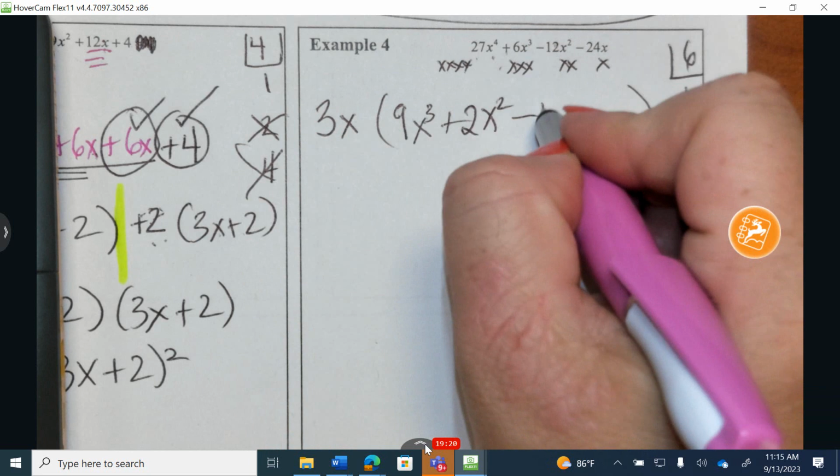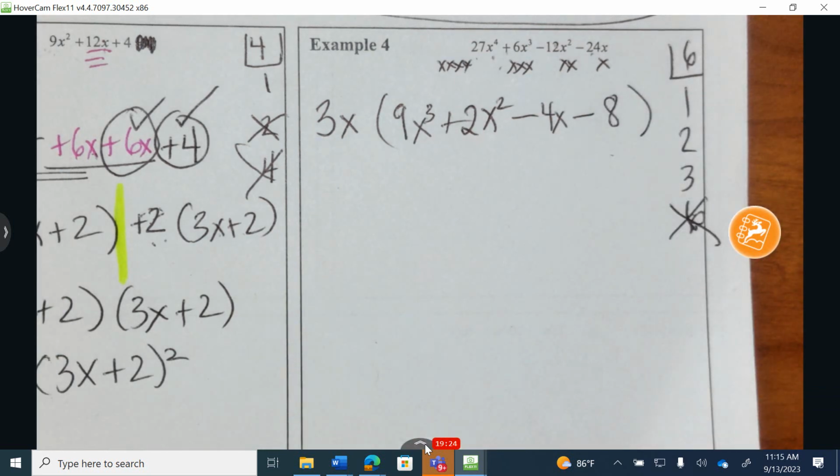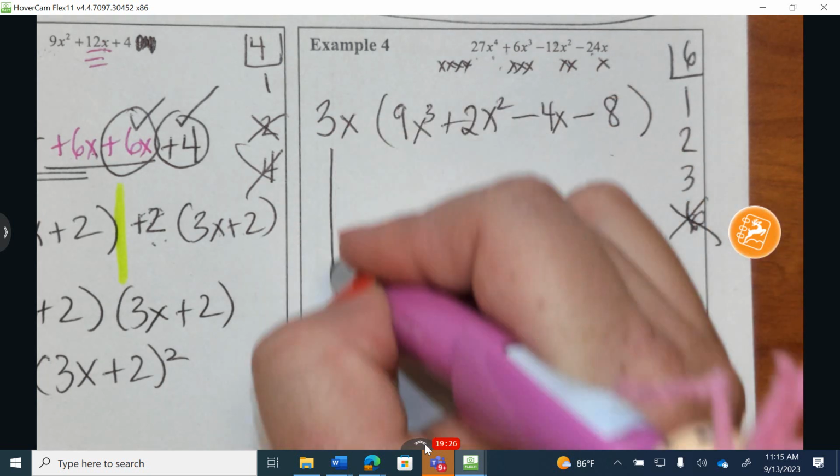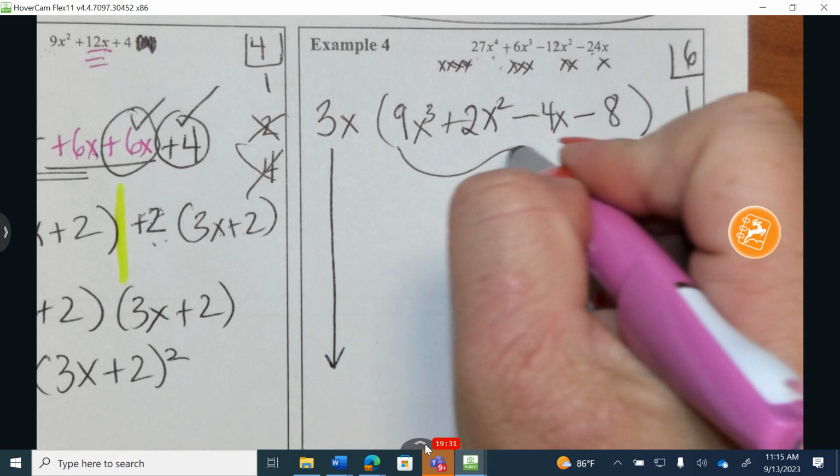So 12 divided by 3 is 4. I need 1 more x. 24 divided by 3 is 8. Draw an arrow going straight down for the 3x, and put your little squiggly here.